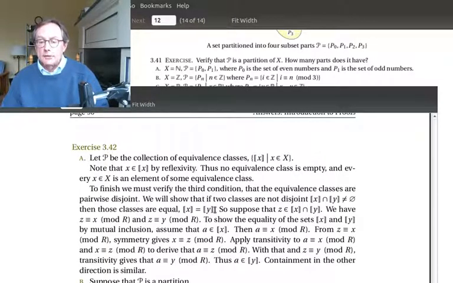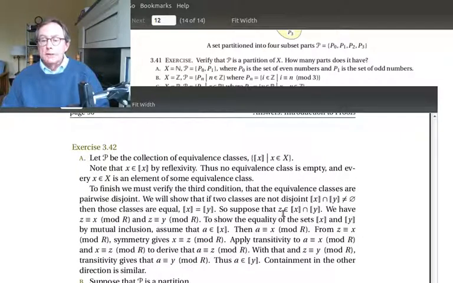So I'm trying to show mutual containment. So I suppose that Z is an element of the intersection, and I'm going to want to show that the equivalence class [X] is a subset of [Y]. I'm also going to show that [Y] is a subset of [X]. Okay, so I had a little trouble getting it out.